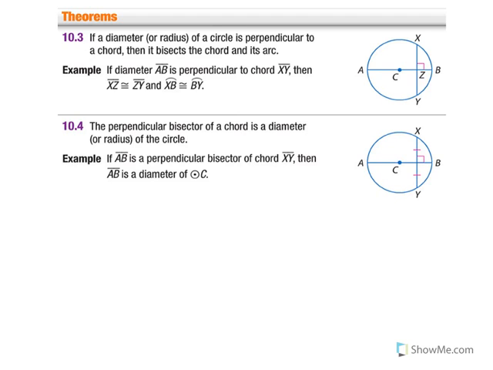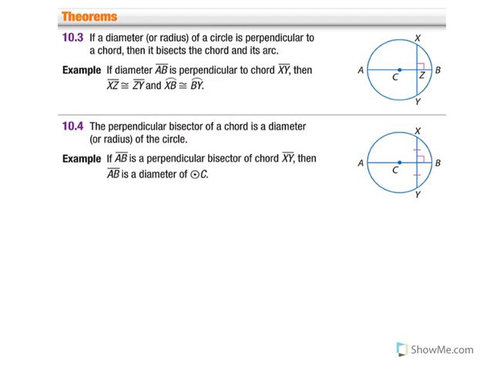Okay, so a few more theorems. Theorem 10.3 says if a diameter or radius is perpendicular to a chord, then it bisects the chord and its arc. 10.4 is the opposite. It says if the perpendicular bisector of a chord is a diameter of the circle.